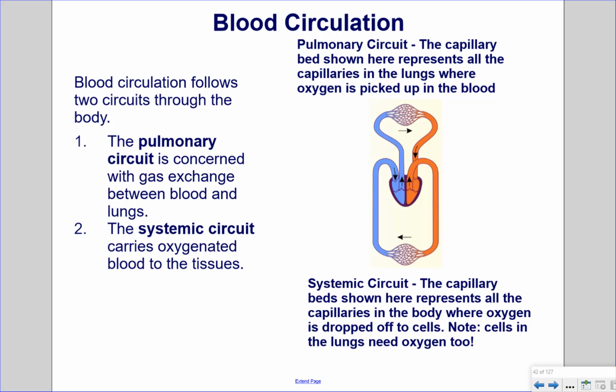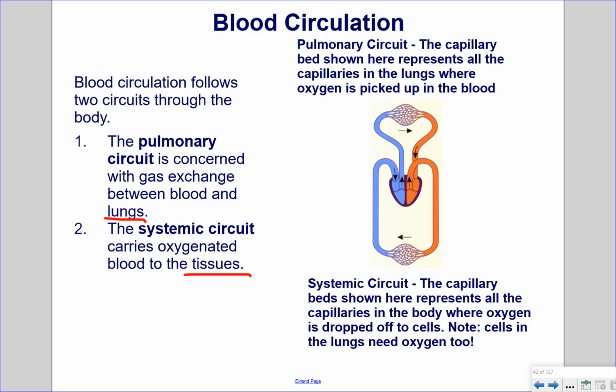Blood circulation follows two circuits through the body. 1. The pulmonary circuit is concerned with gas exchange between blood and lungs. 2. The systemic circuit carries oxygenated blood to the tissues.